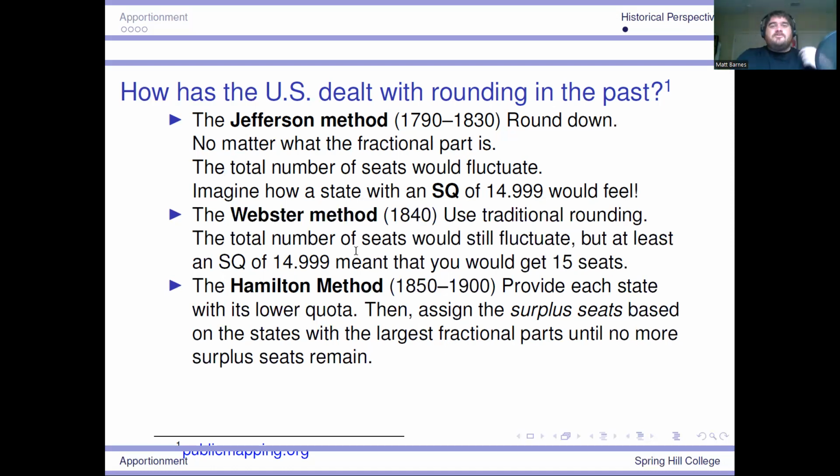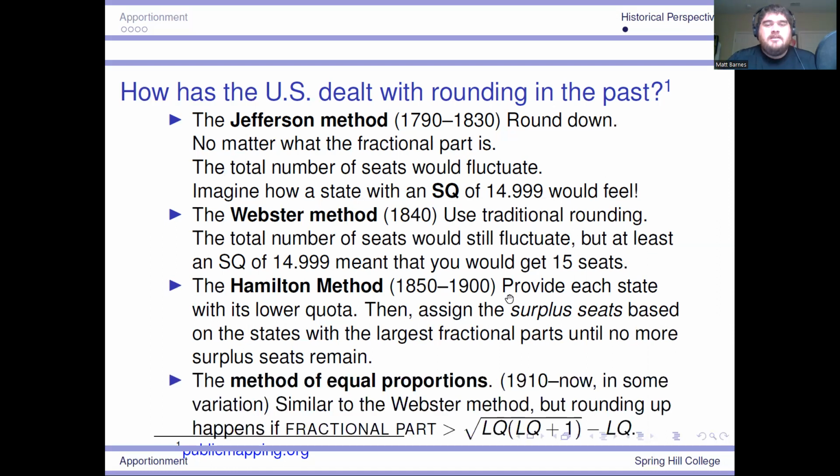So what this does is it just rewards the states that have the highest fractional part in their standard quota. And because we're doing this with the surplus seats, the number of seats isn't going to fluctuate, but where the cutoff is definitely going to fluctuate.